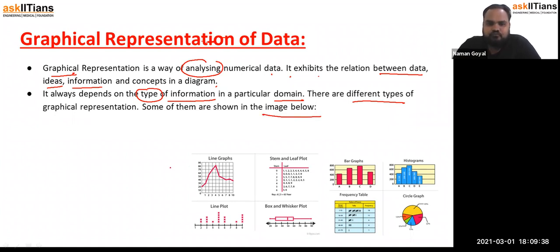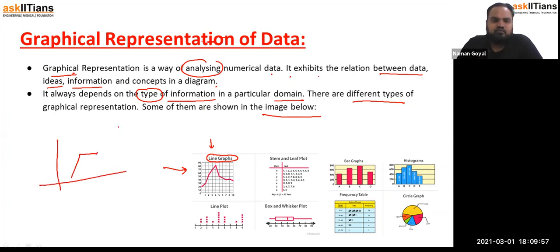Now see, the first type of graph is line graphs, in which you are going to see lines. We are going to learn line graph in this course, in this class. Line graph is in our course. In a line graph there are lines, right? This graph is like a line graph.